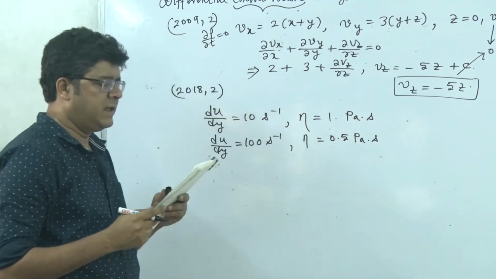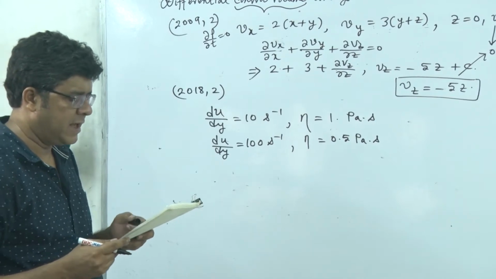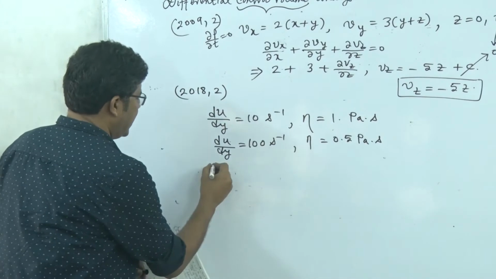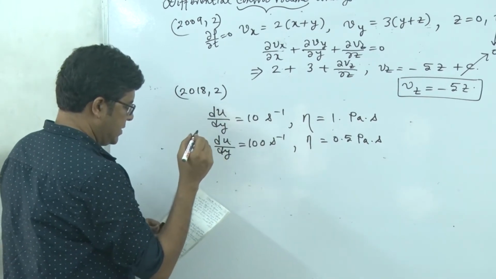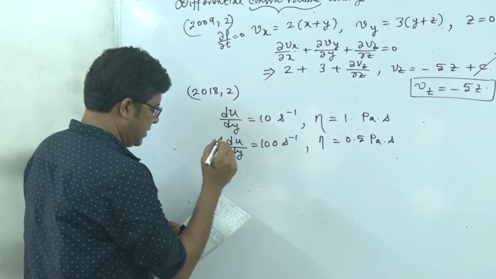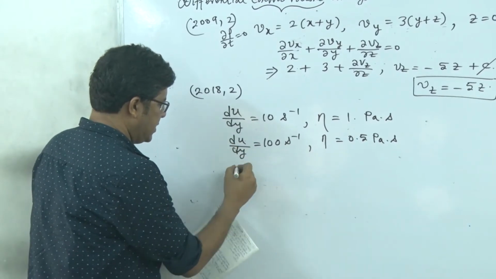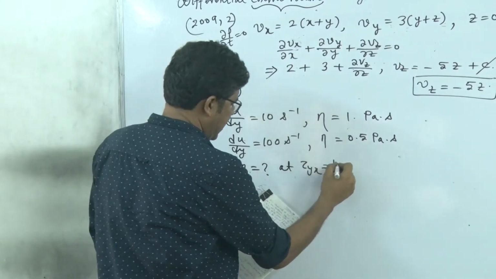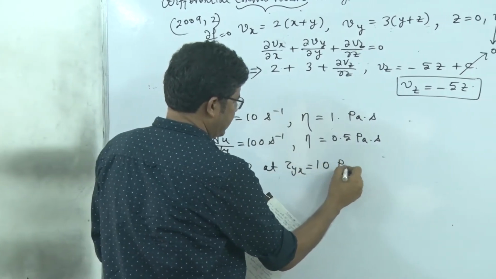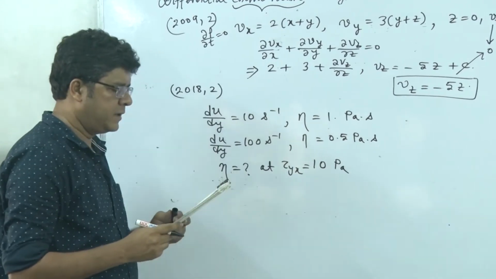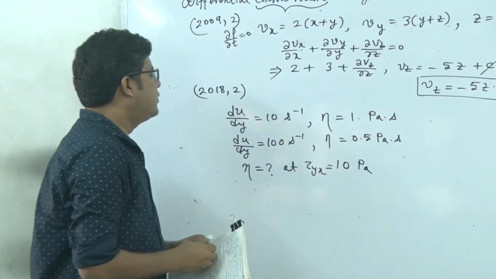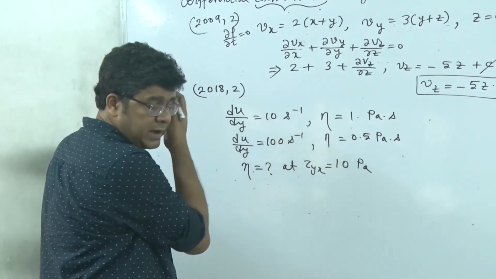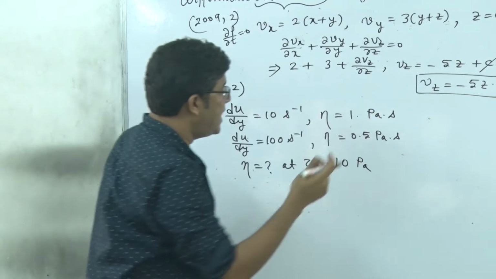If the liquid follows power law behavior, we have to calculate the apparent viscosity at a shear stress tau yx equal to 10 Pascal. So it is quite obvious that we have to calculate the K and n values.